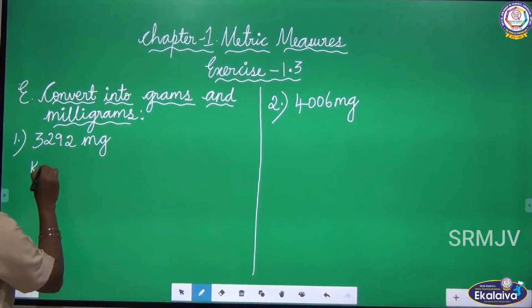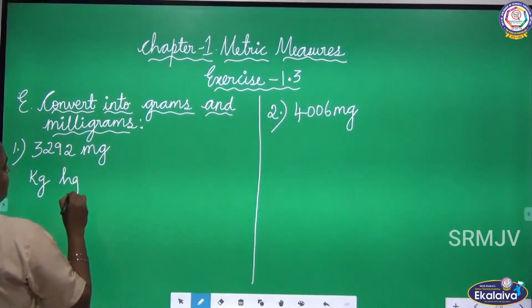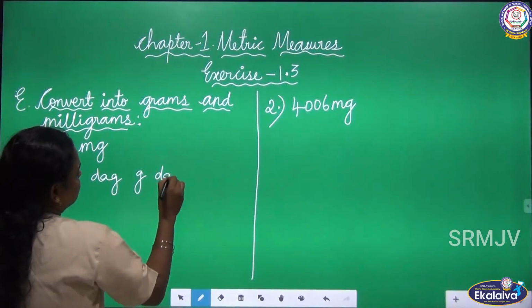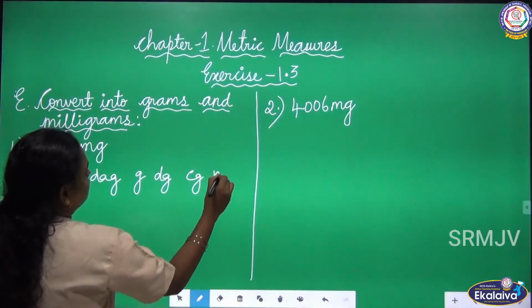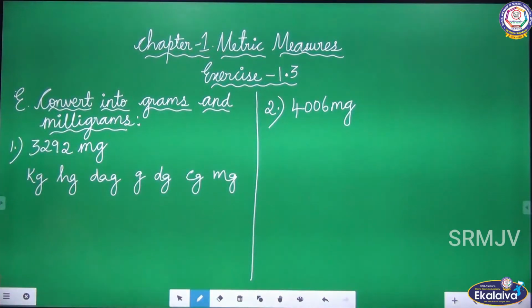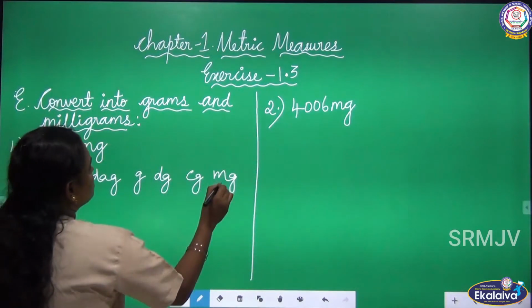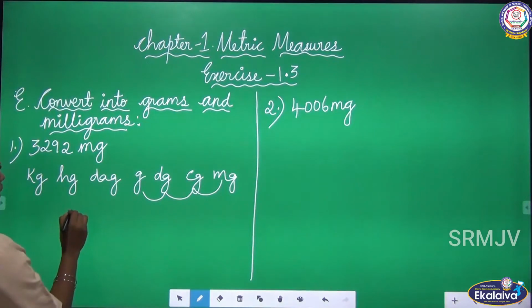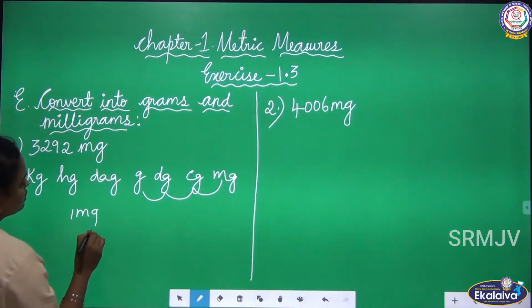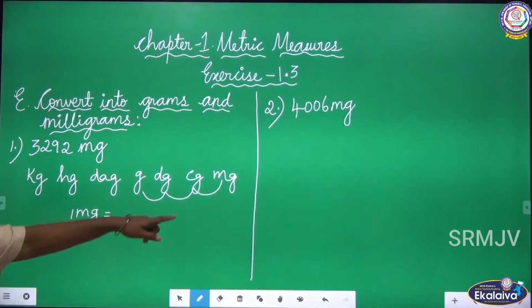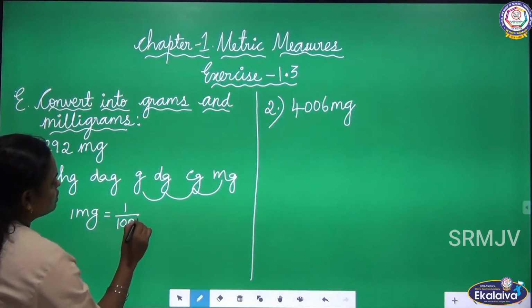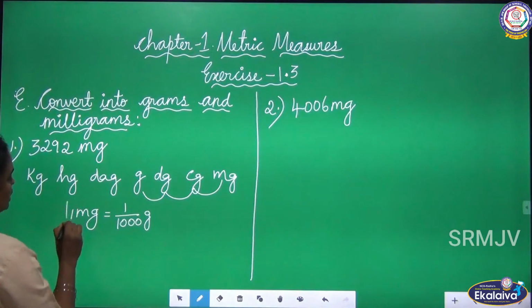So kilogram, hectogram, decagram, gram, decigram, centigram, then milligram. We are going to convert milligram into gram. So 1 milligram equal to how many grams? 1 milligram equal to 1 by 1000 gram.